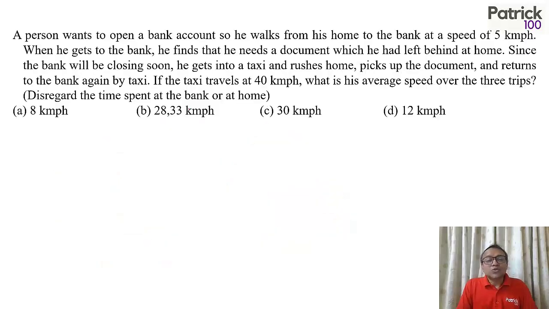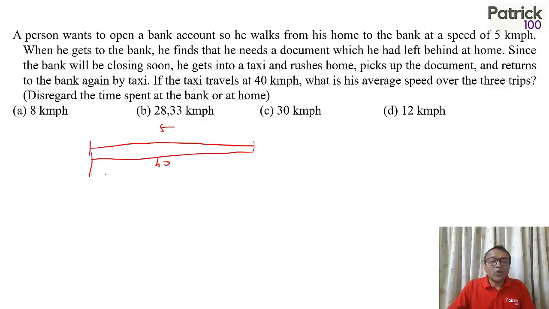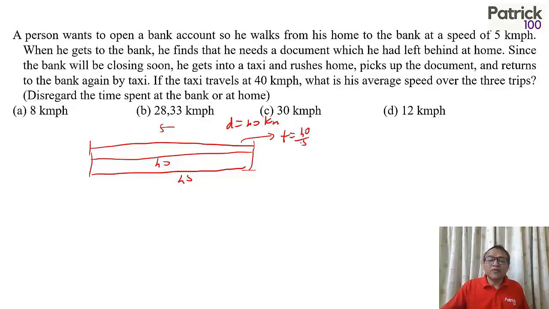A person wants to open a bank account, so goes at 5 kilometers per hour, comes back at 40, and goes at 40 again. Here again you can assume, since they're not giving anything. Whenever things are not given, you can assume, and it sometimes becomes really fast to solve. Here I can assume the distance is 40 kilometers one way. In the first case, my time taken is 40 upon 5, which is 8 hours. The second case takes 1 hour, and the third case takes 1 hour.